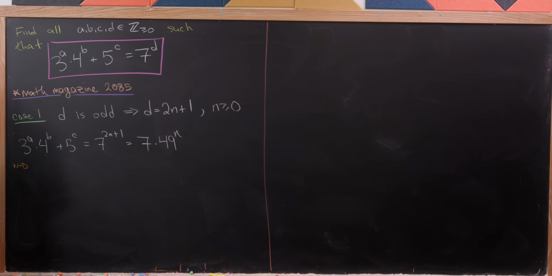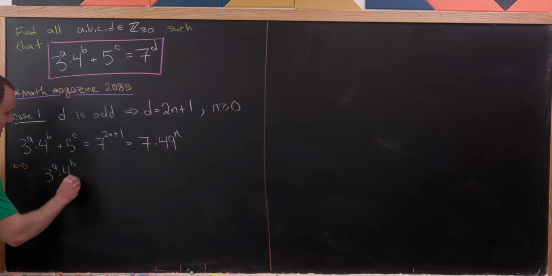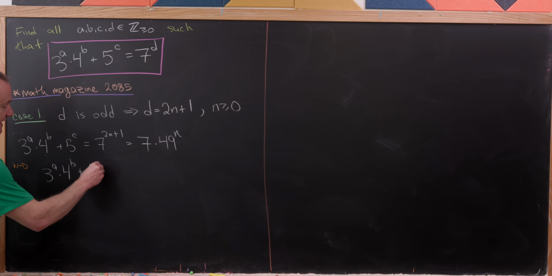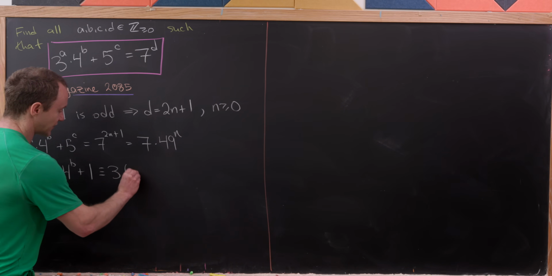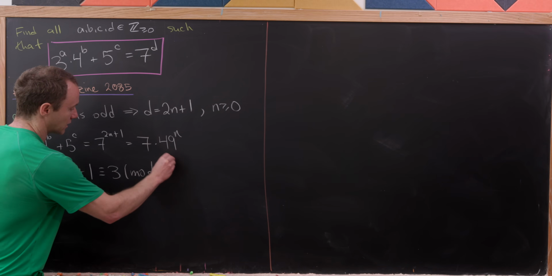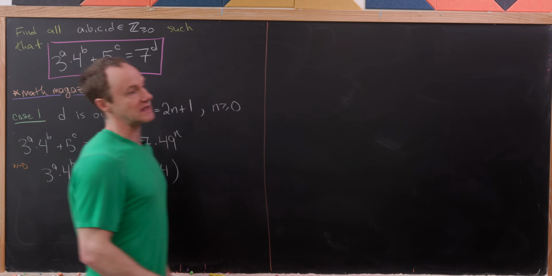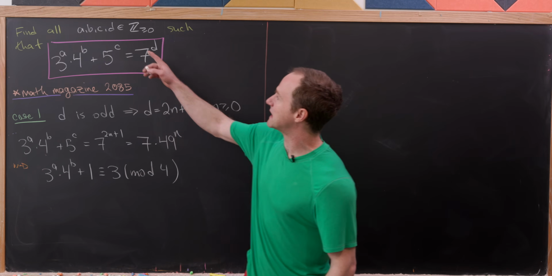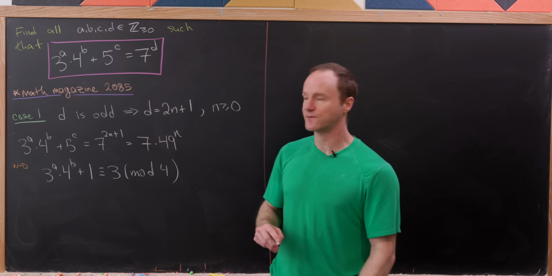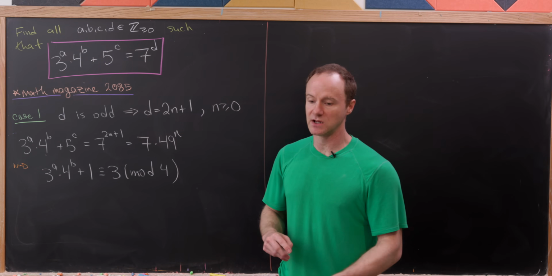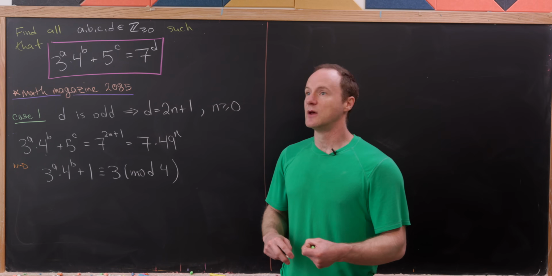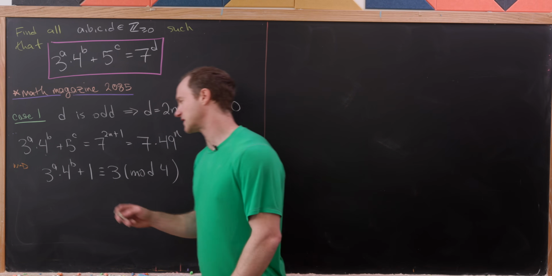So let's just say that this arrow is a reduction mod 4. That means I'll have 3^a times 4^b plus 1 is congruent to 7, which is 3 mod 4. Okay, so we've got something like that at the moment. You might say, well, why do I have this 4^b? Well, observe that b could be equal to 0, in which case 4^b is simply equal to 1. Notice if b is bigger than or equal to 1, then this part is definitely 0 mod 4.